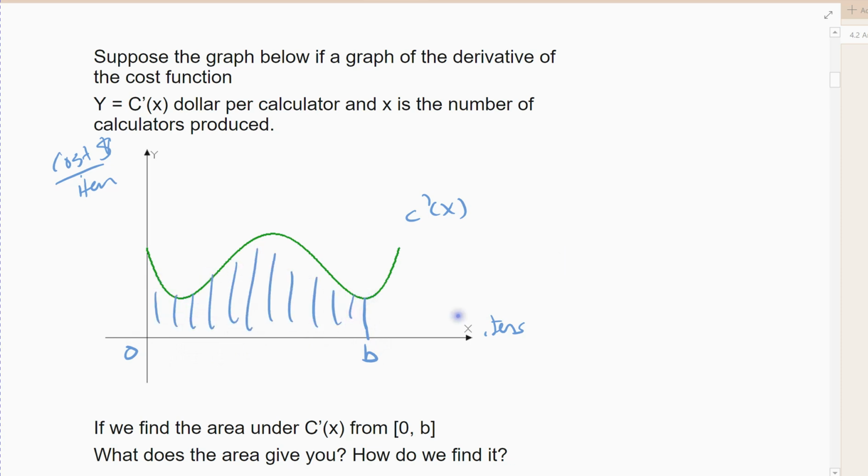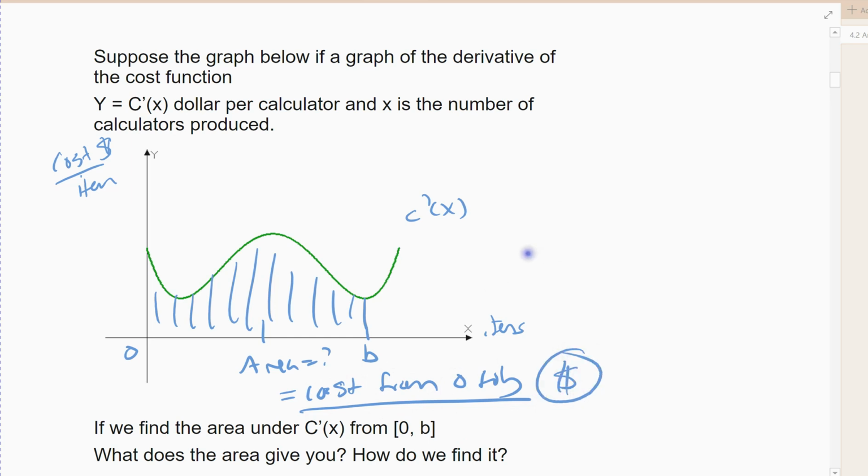If I want to find what that area is, well, it's not a nice geometric shape now, right? It's not a rectangle. It's not a base times height. It's not a triangle. It's not a trapezoid. I can't find it easy using my geometry. Alright, and I can't find the area, which the area would represent the total cost from 0 to B. That's what it would represent in dollars, right?